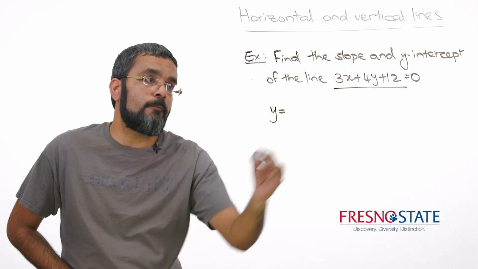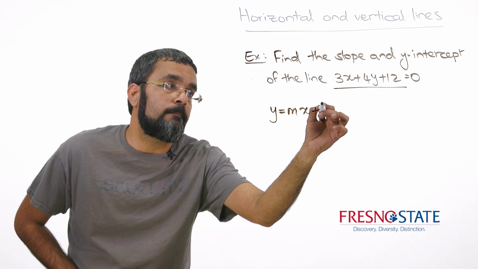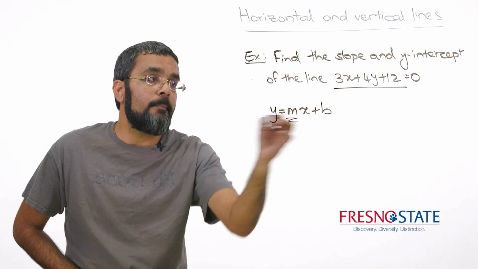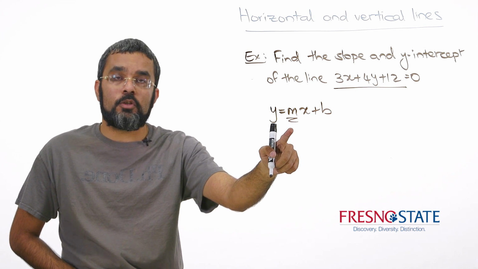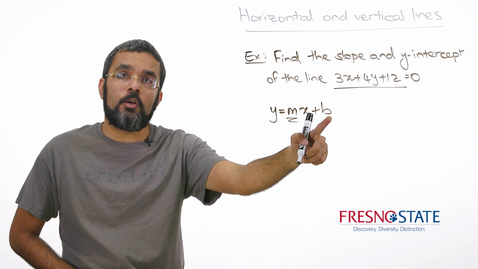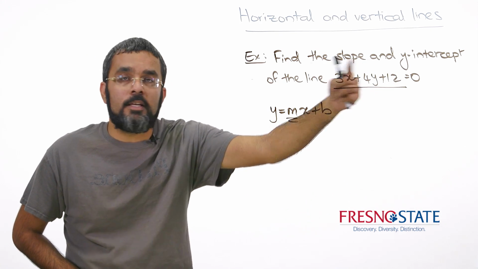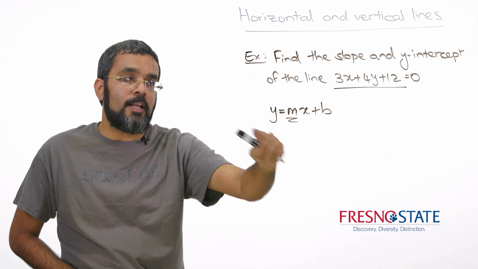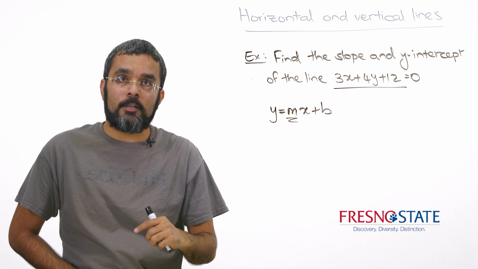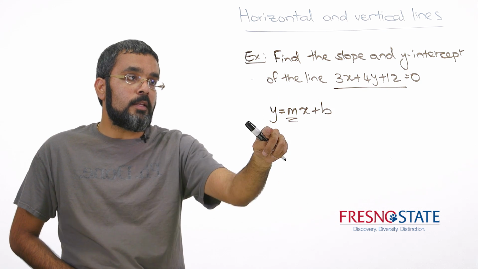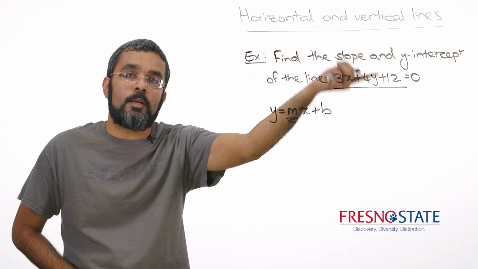you had your slope-intercept form, which is y equals mx plus b, where m, or the coefficient of x, is your slope, and the constant is going to be your y-intercept, right? So what we're going to try and do is take this equation and somehow transform it into y equals mx plus b. Okay, and you can see here that it's solved for y. So I'm going to take this equation, I'm going to solve it for y.